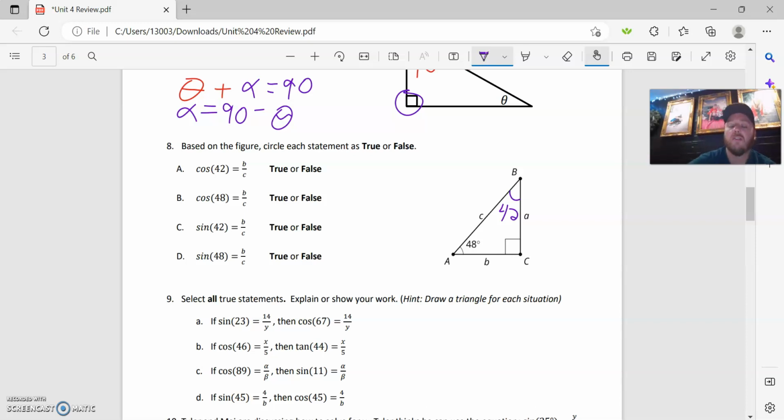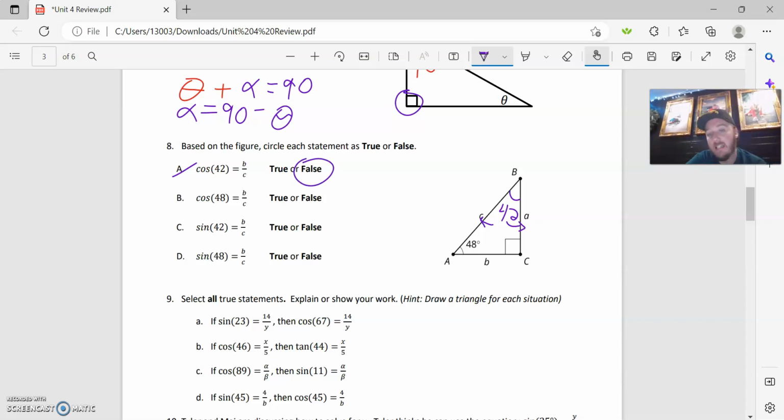Given angle 42 is in that top corner, B over C. Okay. Cosine is adjacent, so the cosine of 42 would be referring to the adjacent and hypotenuse sides. Well, that would be A over C, so it's not B over C. That would be false.